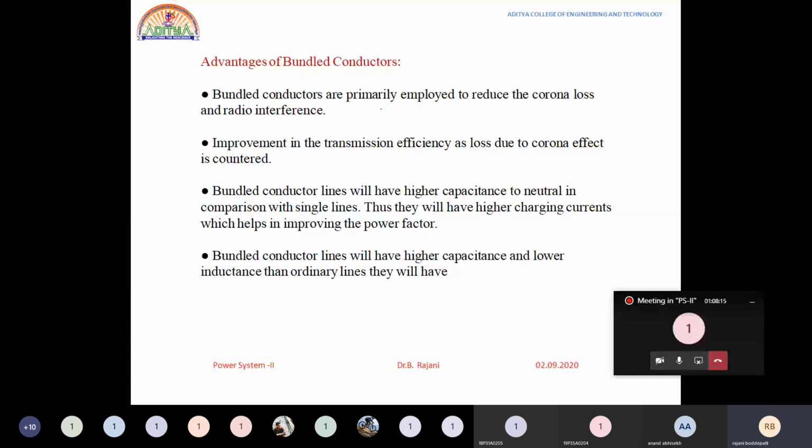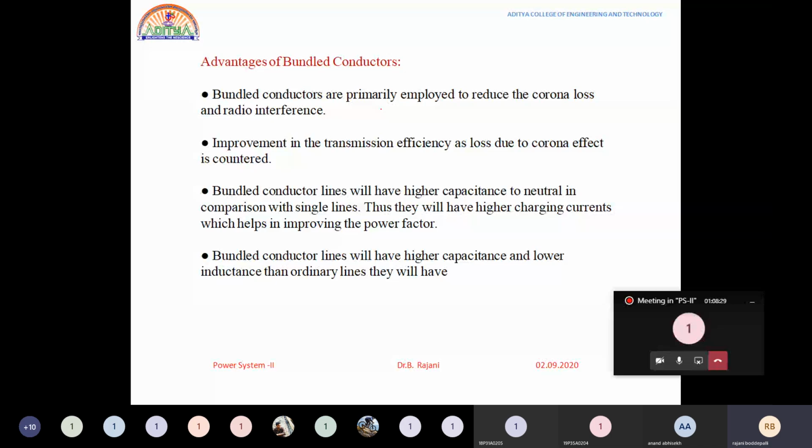you can reduce that. How to reduce it? Actually, we are going to cover this in the corona concept. We will come across it most probably in the 6th unit, how to reduce these losses by using bundle conductors.